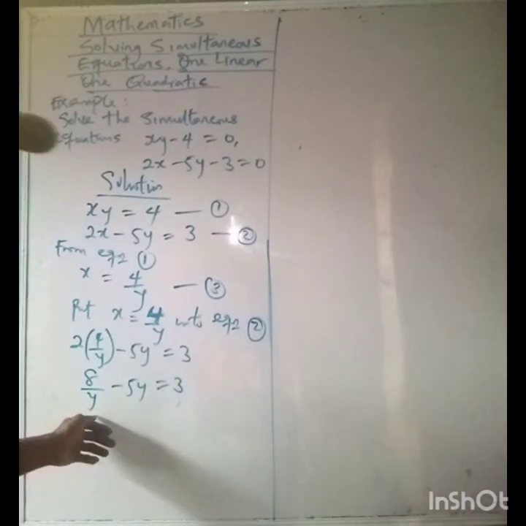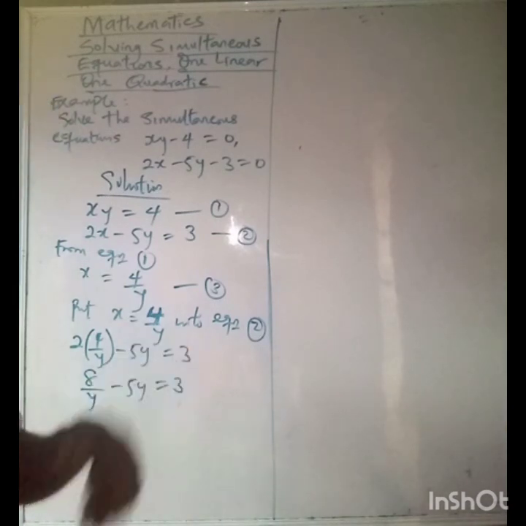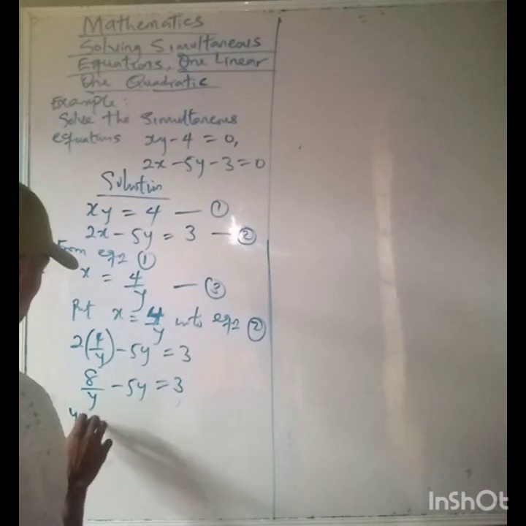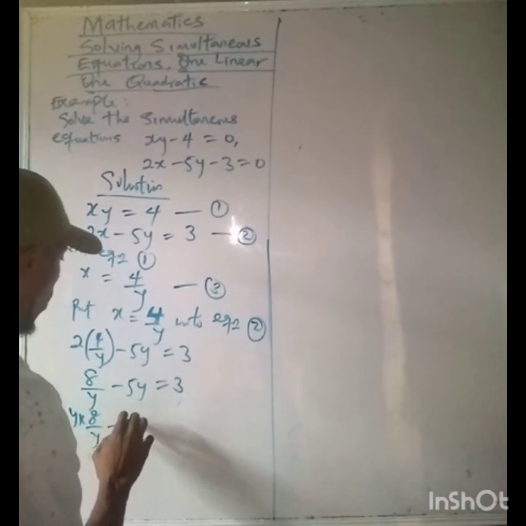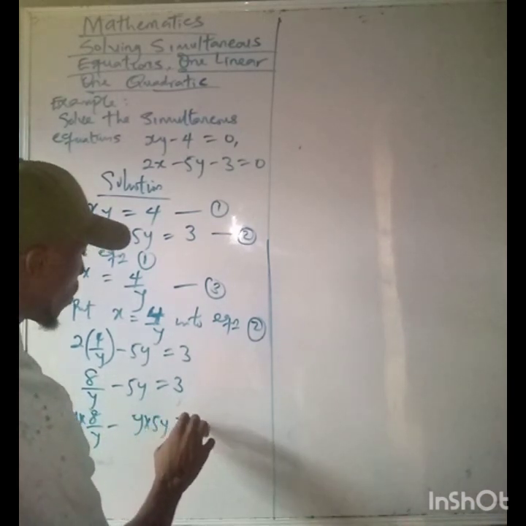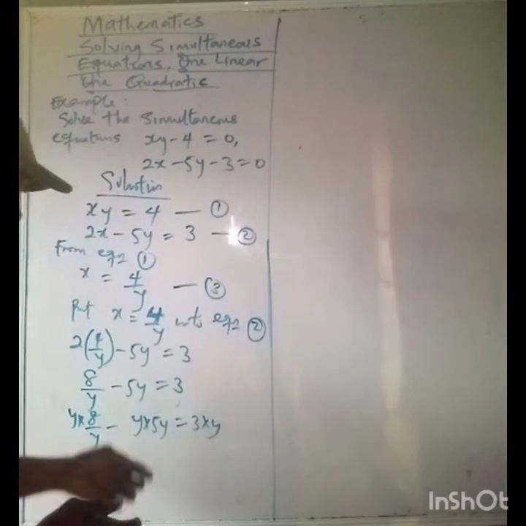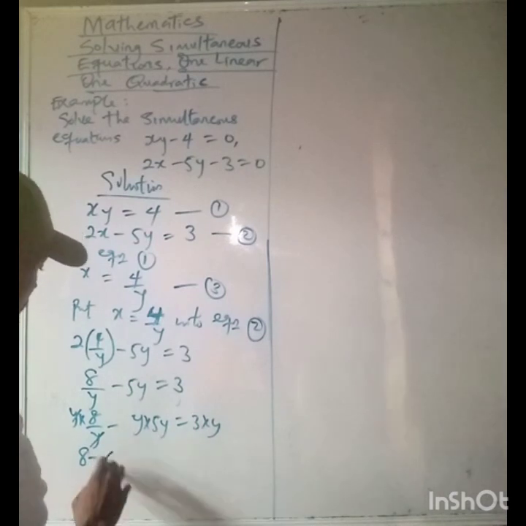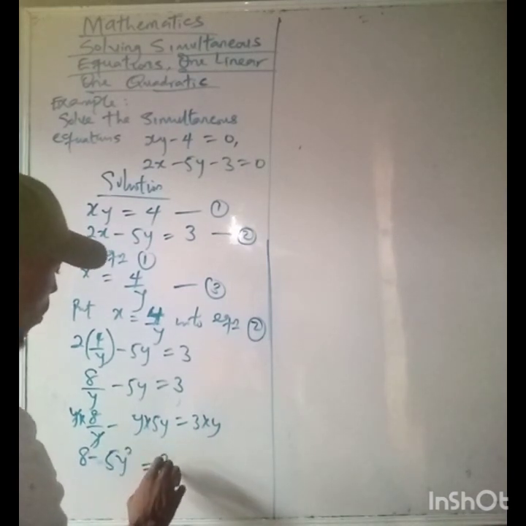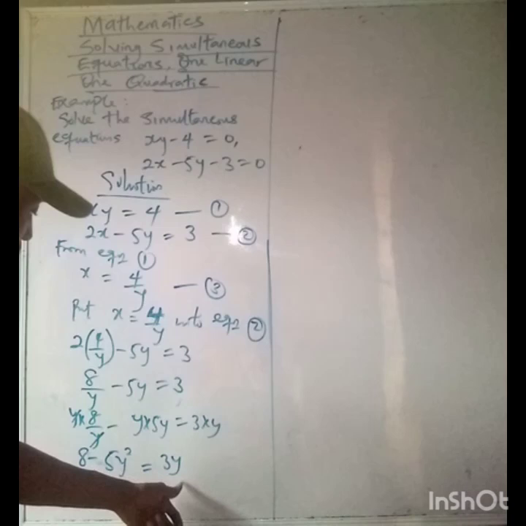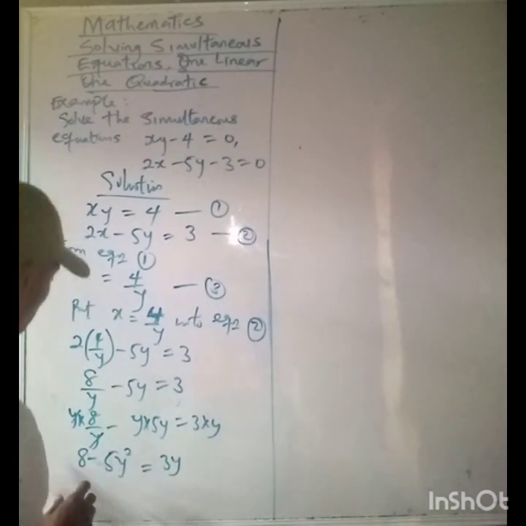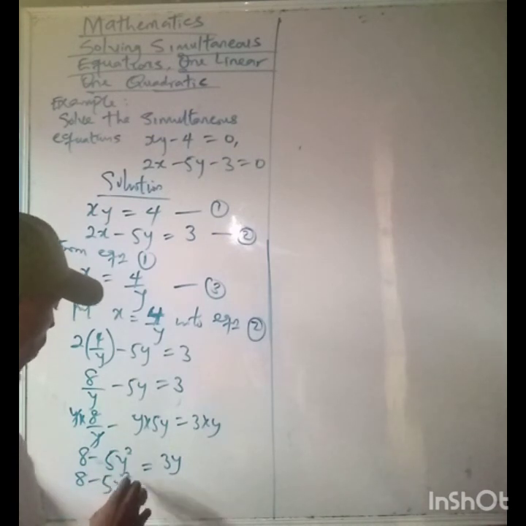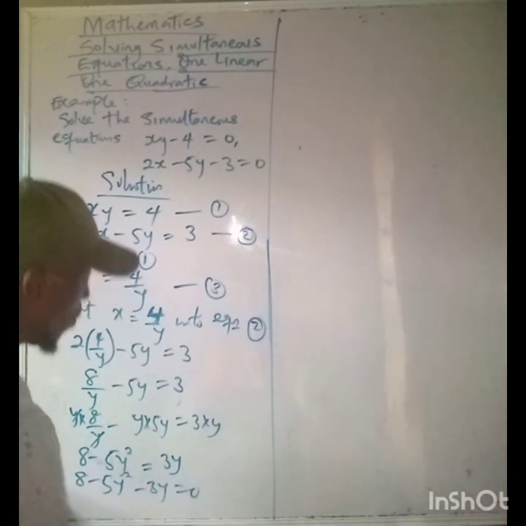Now to clear this y at the denominator, use y to multiply all through. So multiply through by y, then we have y times 8 over y minus y times 5y equals 3 times y. Then this cancels this, and we have 8 minus 5y squared equals 3y. Take this over here, then we have 8 minus 5y squared minus 3y equals 0.